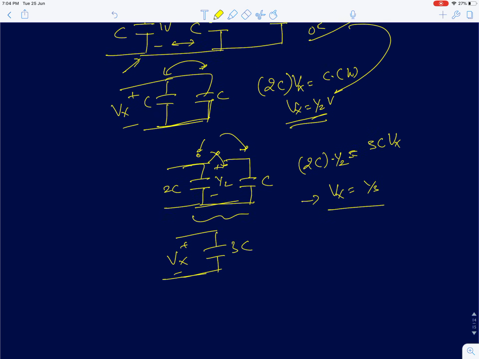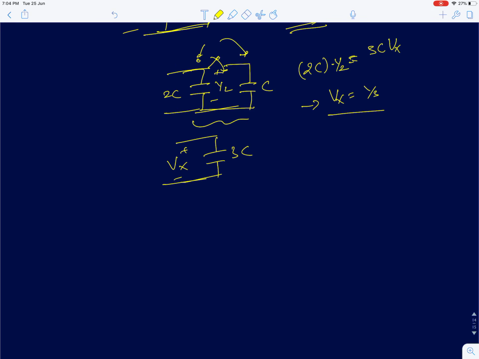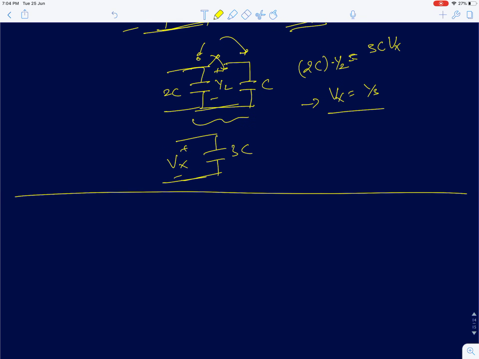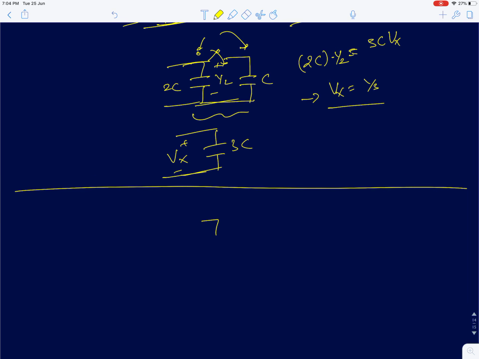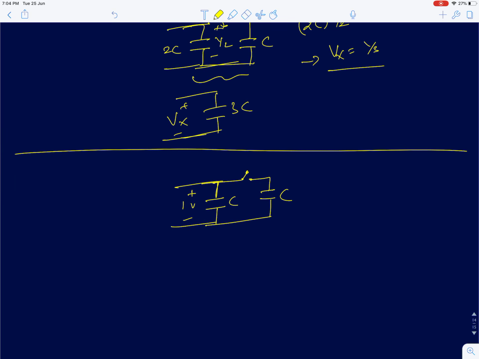So this is how you solve these problems. Now I'll stop this lecture by talking about one point, which is about energy conservation. Say we store 1 volt across a capacitance C, and then after some time I connect it to another capacitor C. We just saw that the final voltage comes to half a volt, treating them as a single capacitor.